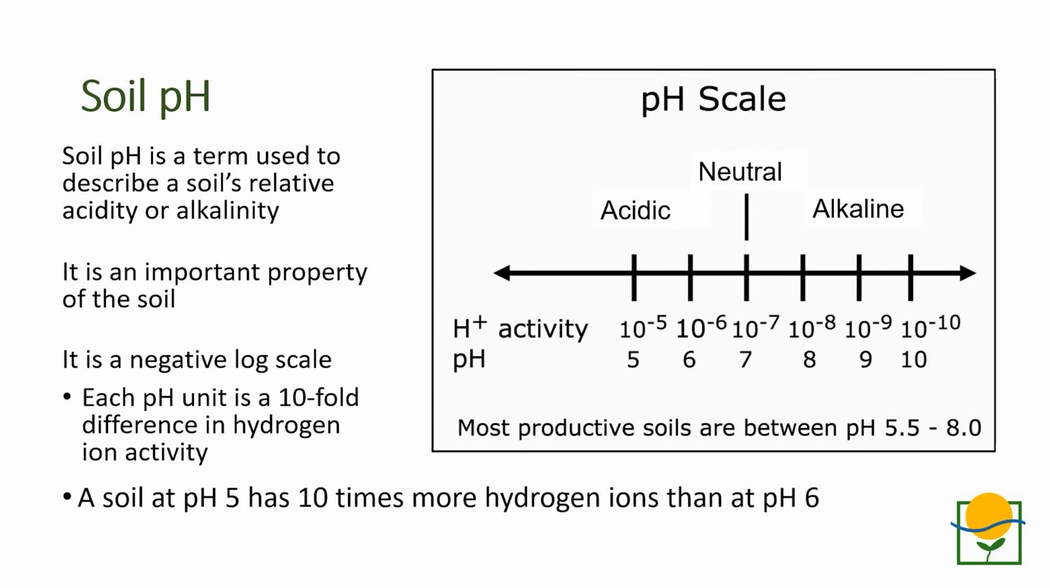Soil pH is the term used to describe a soil's acidity or alkalinity, that is, whether it's acidic, neutral or alkaline, and it's a very important property of the soil. pH is a measure of the concentration of hydrogen ions.